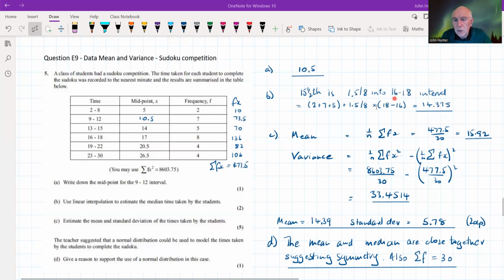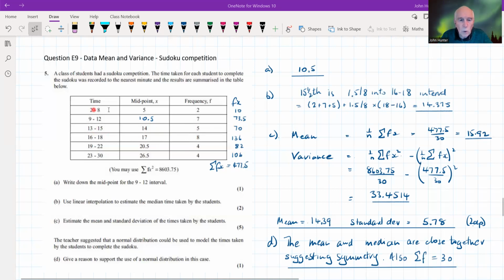That would be linear interpolation, and so, given that we've got 14 already, we then have to go another 1.5 eighths through an interval which is 8 wide. Okay, so that is our little formula, our little equation, and yeah, that's going to give us 14.375. So our estimate of the median on that basis would be 14.375.